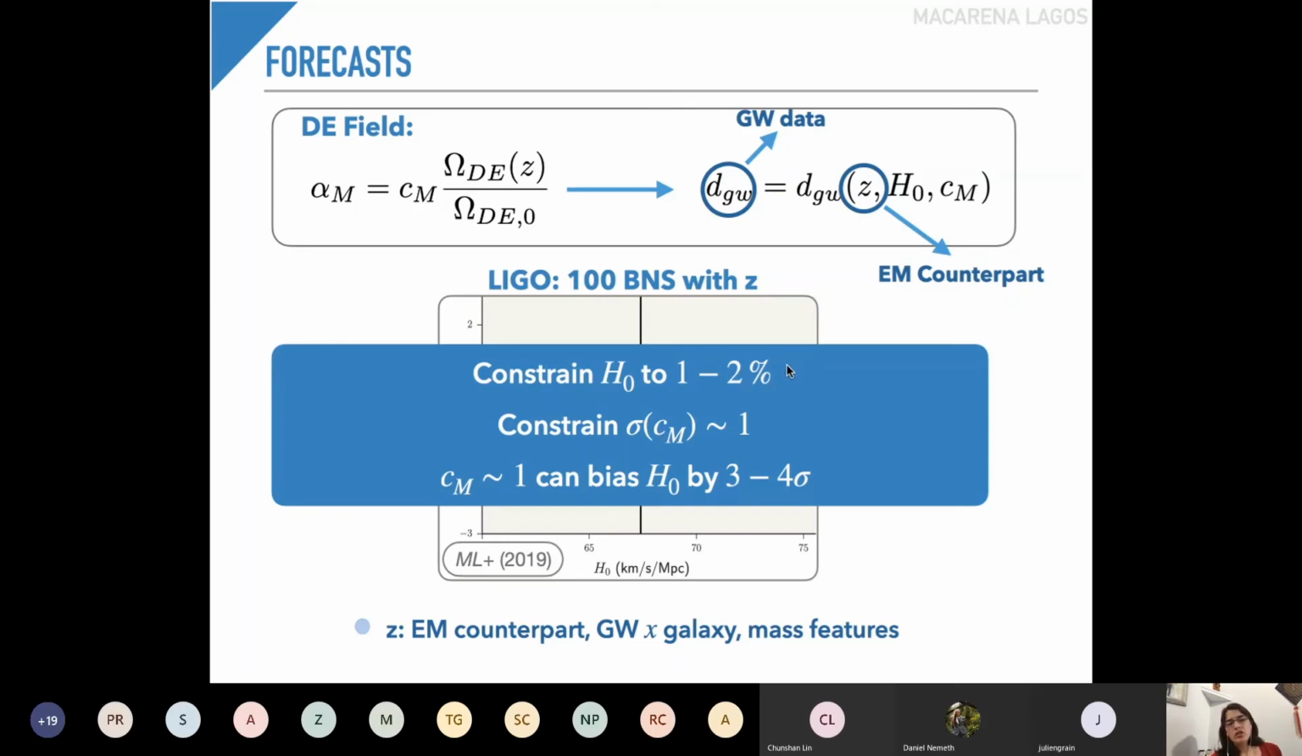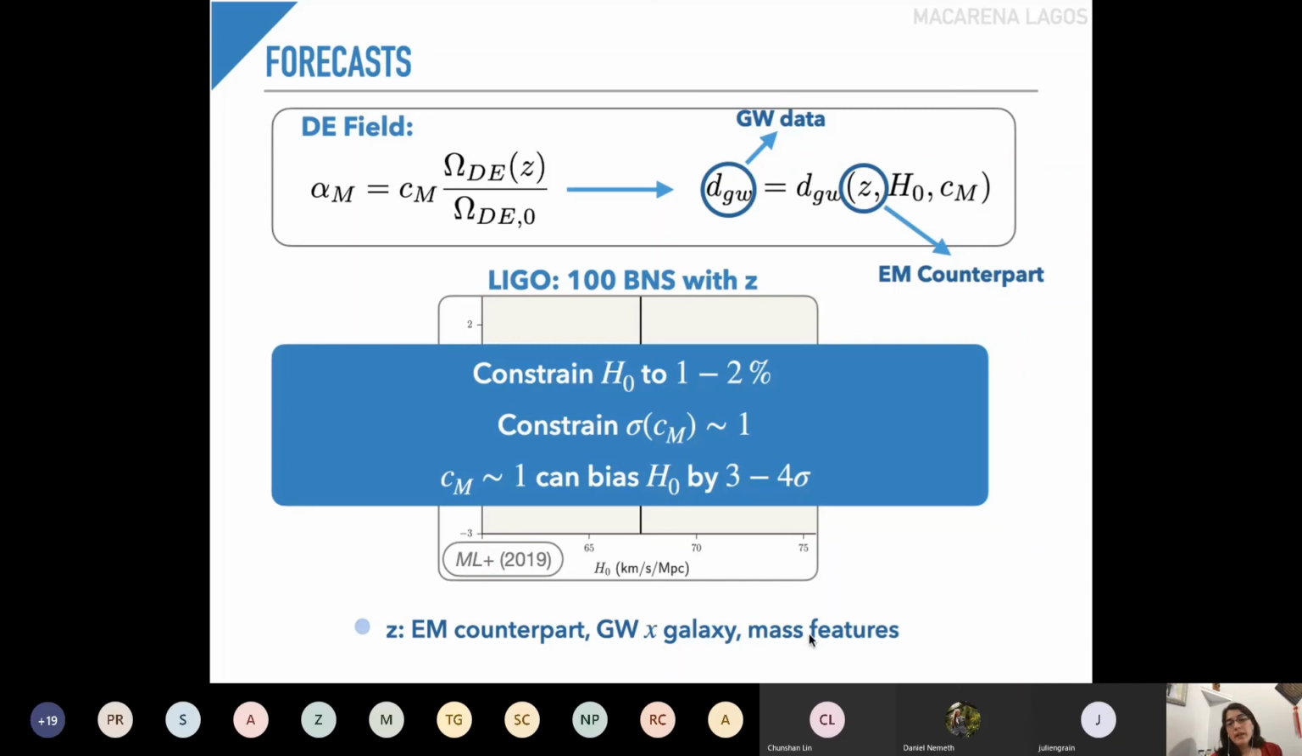So these constraints for 100, for example, gravitational wave events, if you do this statistical procedure, the constraints on H0 are going to get degraded by a considerable amount, by a factor of 5 to even 10, with 100 events, but doing it statistically.